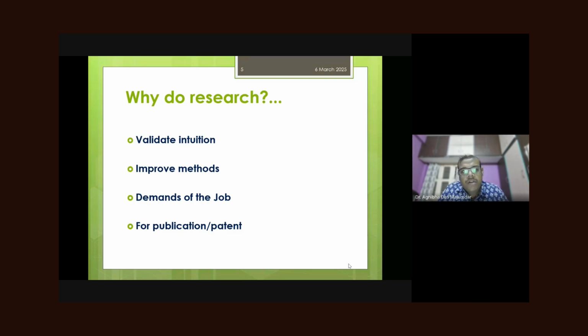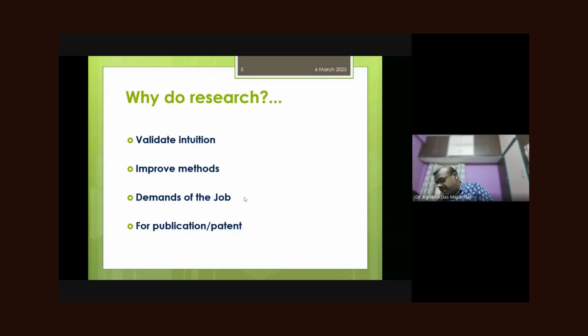Next is demands of job. Suppose you have a graduation degree, or a master's degree, and you go for the research, definitely you will get a good job. Next is publication and patents.